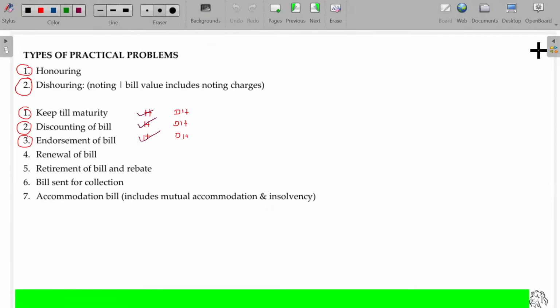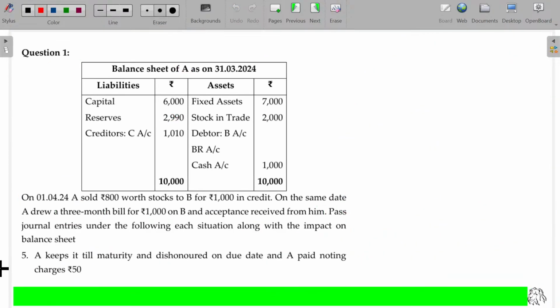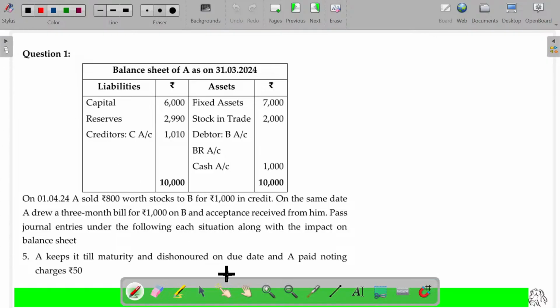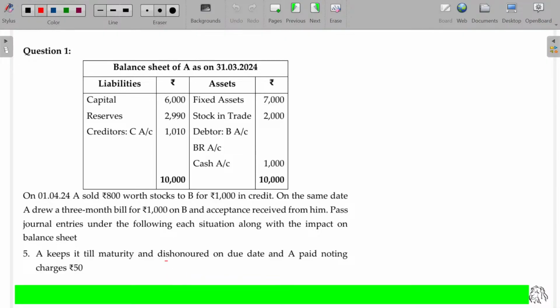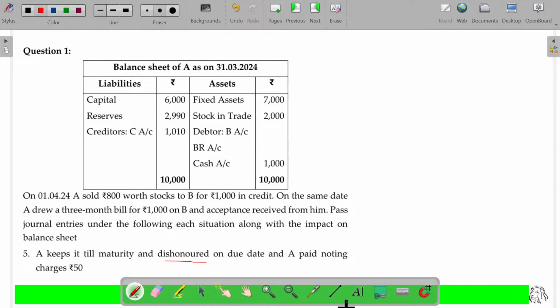So we have completed bill sent for collection. Now we'll move to the next one, starting with the dishonor concept. Keeping it till maturity and dishonoring on maturity, an endorsed bill dishonored on maturity, and a discounted bill dishonored on maturity. So these are the three variants we are going to study: 5, 6, 7. Let's start.